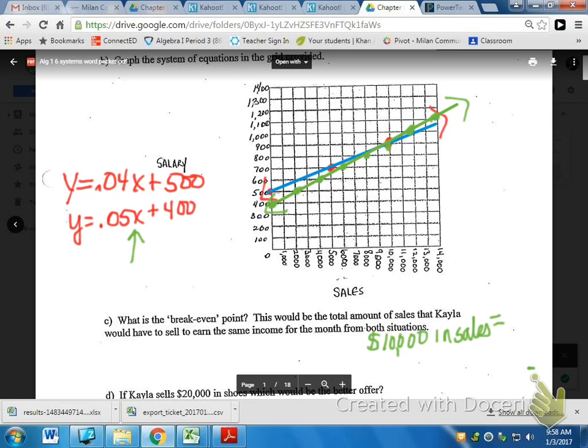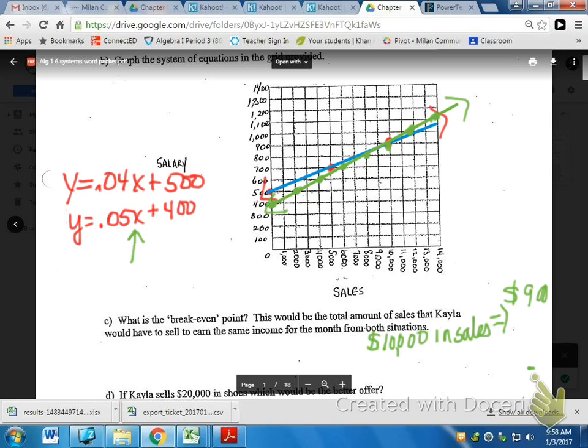And what would her salary be? 10,000 in sales, Jared? $900 in her money. Okay, so the break-even point is 10,000 in sales, and she earns $900.